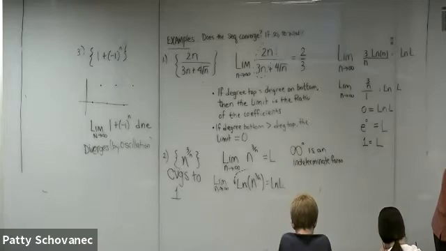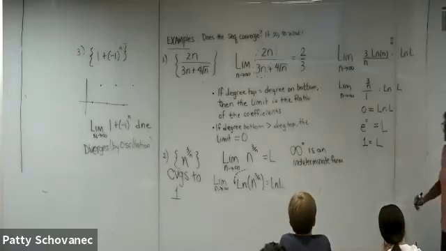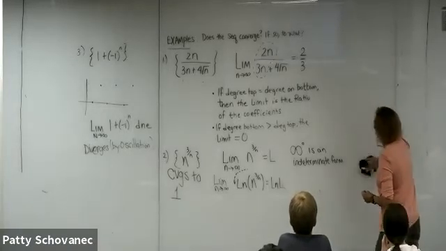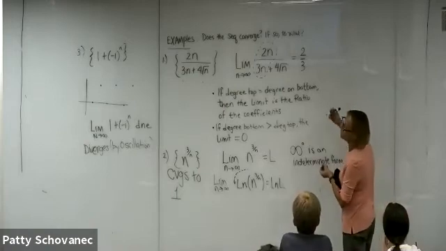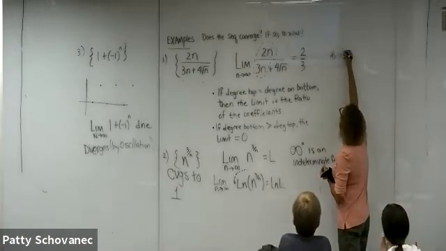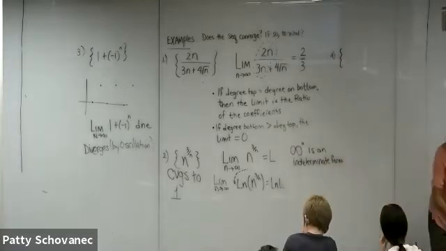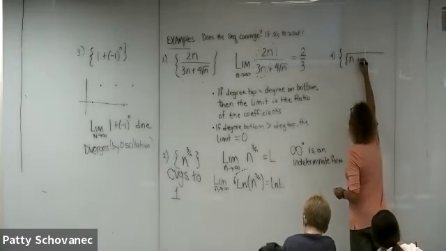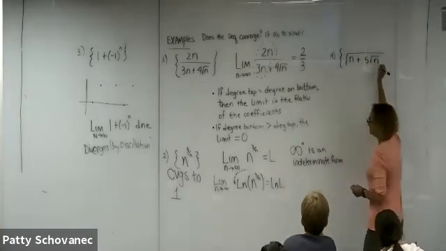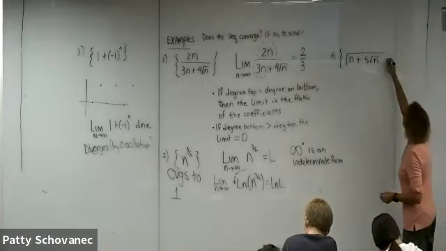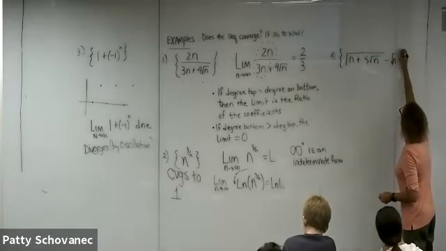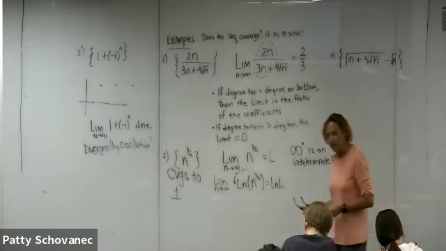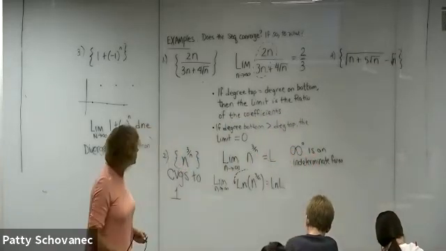Can you try to run this? While I'm rinsing my contact, let's see if you can decide whether this sequence converges or diverges. It involves a little bit more work. Number 4. I like the square root. The sequence has terms that look like the square root of n plus 5 square root of n, all minus the square root of n.